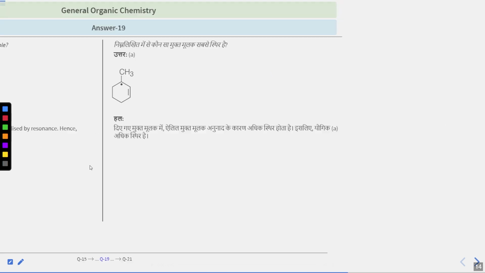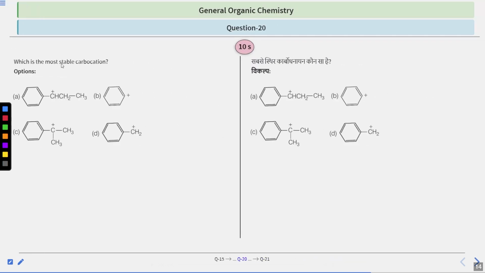Okay, let's move on to the next question. Question number 20. Which is the most stable carbocation? Again, we have given some carbocations in the options. We have to tell which is most stable. In the A option, you can see we have CH3, CH2, CH positive directly attached to a benzene ring. Or a benzene ring having positive charge, a benzene ring attached to C positive CH3, CH3, and a benzene ring attached to C positive H2. So you have 10 seconds. Think about this question and then we will see the answer.